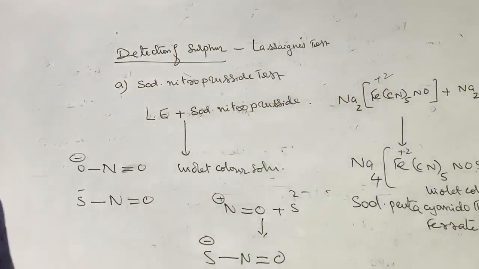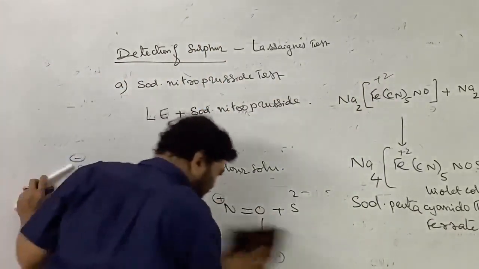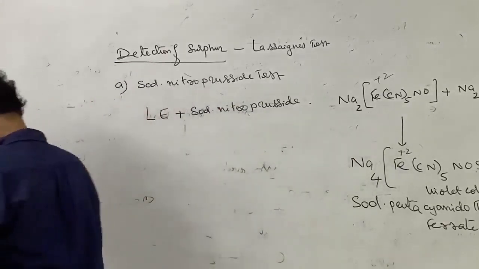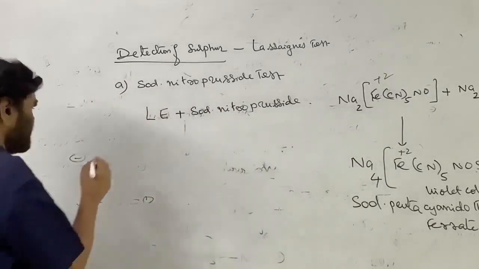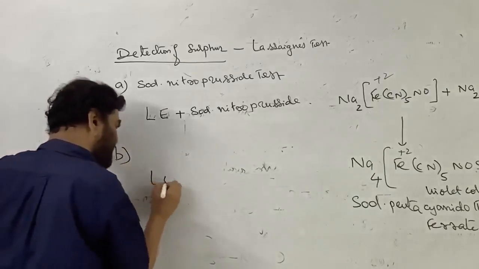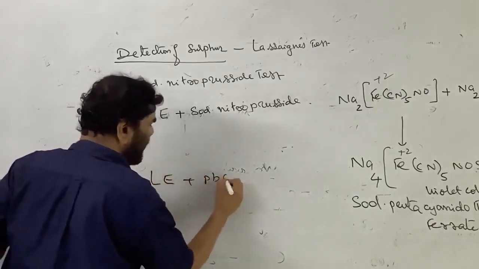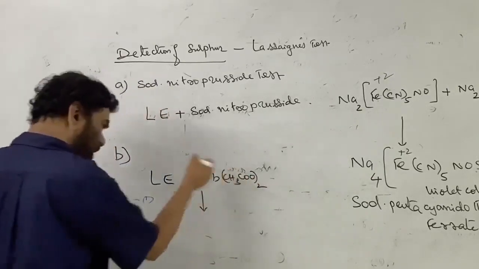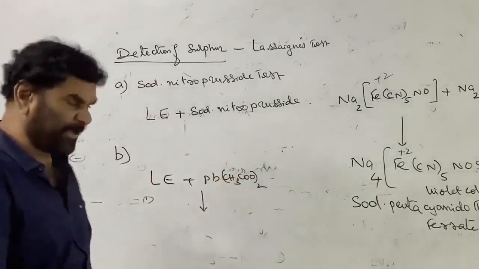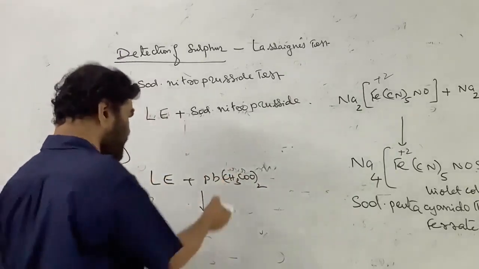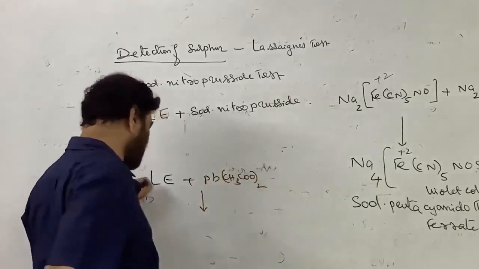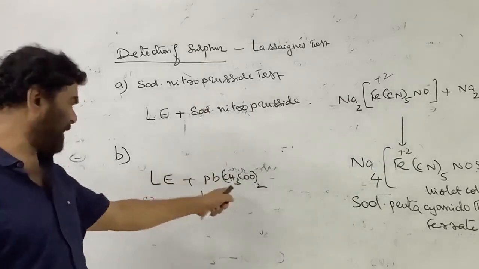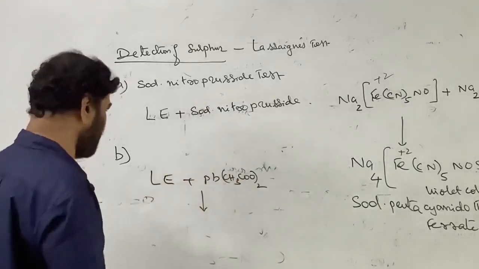See, the other thing is lead acetate. Lead sulfide is black in color. The second test is the lead acetate test. To the Lassaigne's extract, add the lead acetate solution. Lead acetate is called sugar of lead. It is soluble in water. Therefore, for lead ions we are not using lead chloride, lead bromide, lead iodide; these are insoluble in water. Lead nitrate and lead acetate are soluble in water.